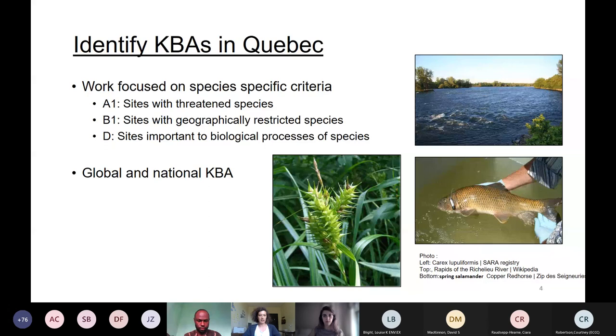So in Quebec, the work is focusing on species-specific criteria, like most of the work being done with the other regional coordinators right now. So we are identifying KBAs based on three main criteria: the A1 criterion, which is sites with threatened species; the B1 criterion, which is sites with geographically restricted species; and the D criterion, which is sites important for biological processes of species. And we are identifying global and national KBAs, which I won't explain the difference. I think we had an explanation earlier about that.